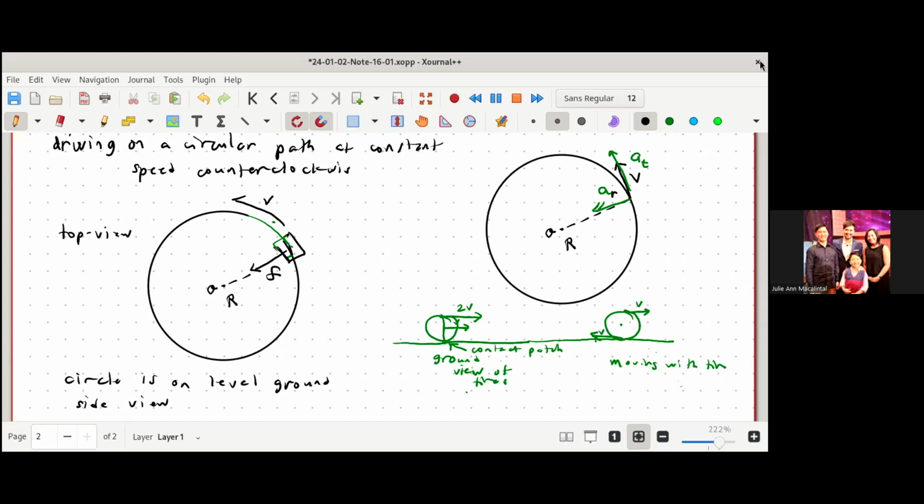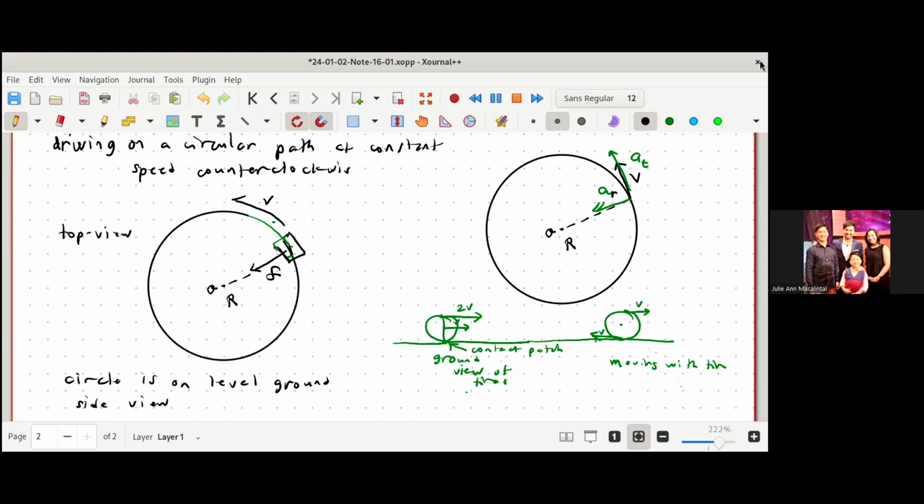Kasi ano ba yung friction? Friction is the contact force between the ground and the tires. Hindi siya pwedeng tangential to the circle kasi kung tangential, bibilis yan. Constant speed eh, so hindi pwede. So the only direction that friction can possibly act for uniform circular motion is towards the center. Klaro ba?